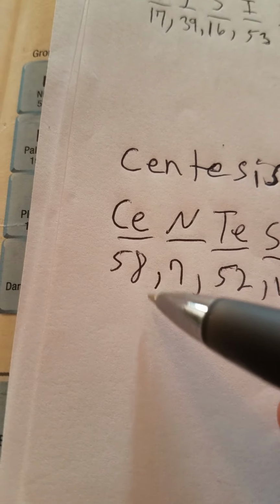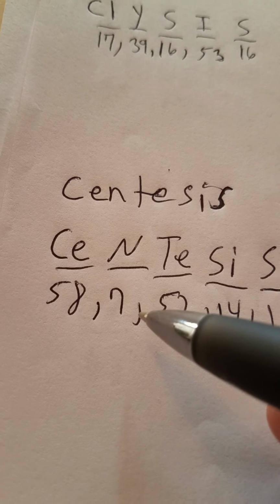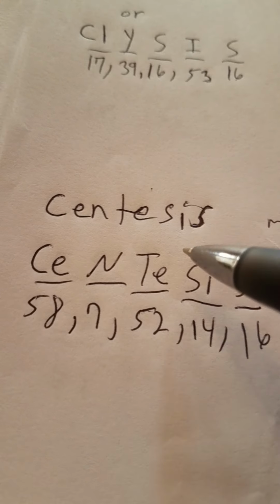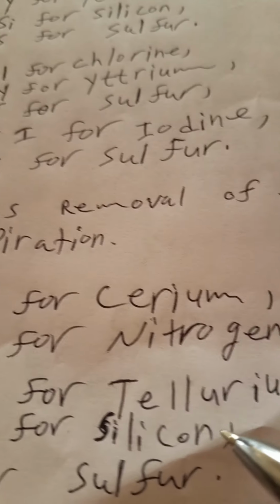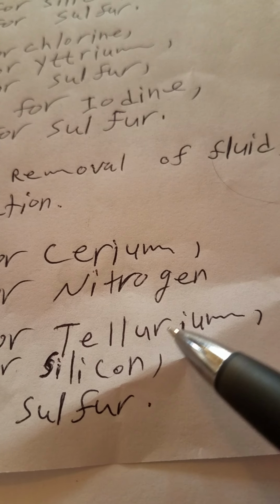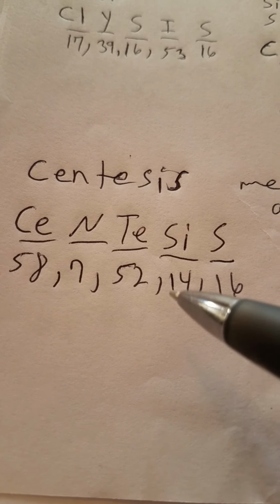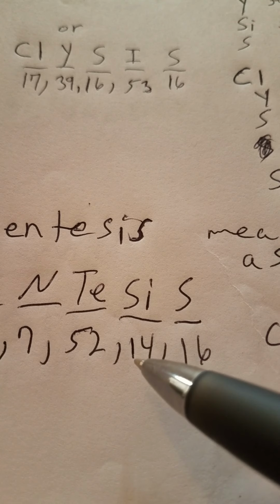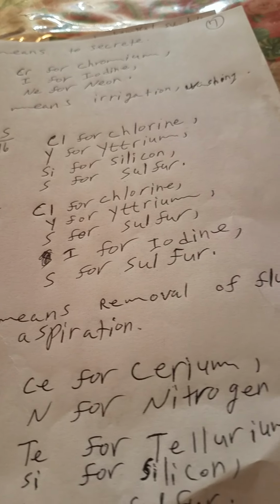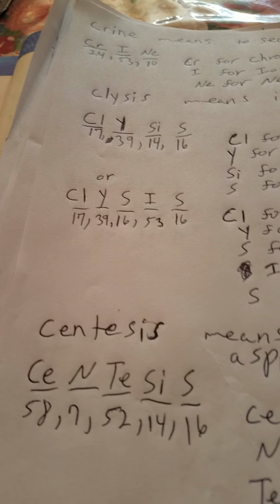So you'll see this all the time. I took the CE for cerium, and 58 for atomic number, capital N for nitrogen, 7, TE for tellurium, that's 52 atomic number, capital S, small i, 14 for silicon, and a capital S for sulfur. Okay, you got it? I'm going to write all this down in the description box below, so you don't have to worry about it.